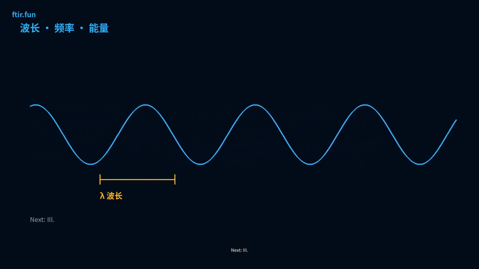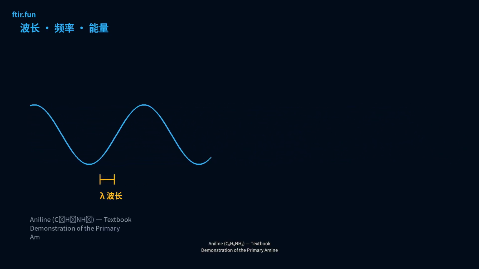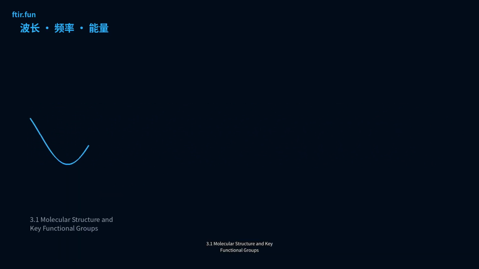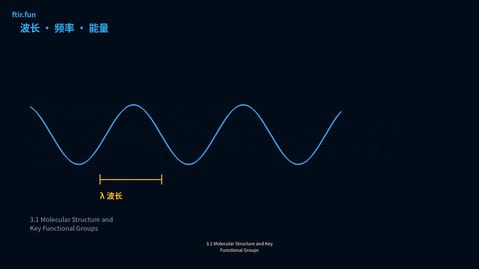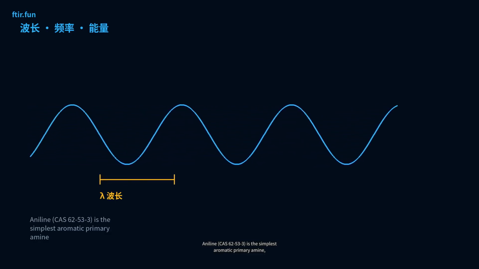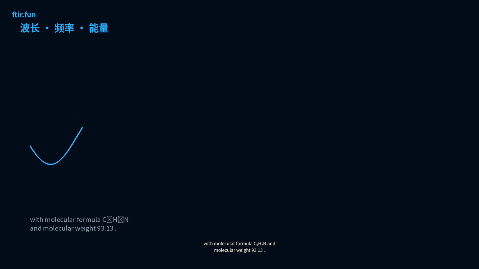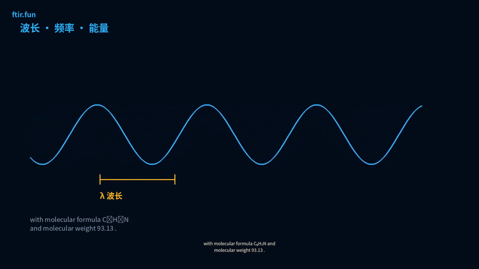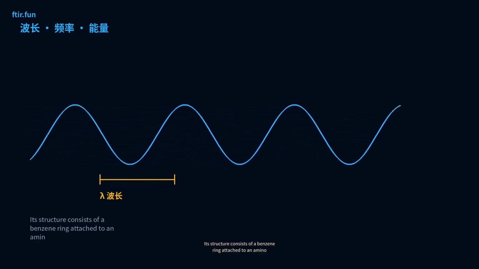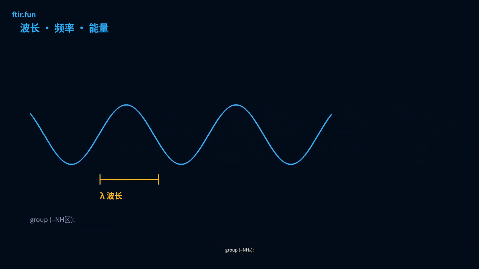Next, aniline, C6H5NH2, the demonstration of the primary amine. 3.1 Molecular structure and key functional groups. Aniline, CAS 62-53-3, is the simplest aromatic primary amine, with molecular formula C6H7N and molecular weight 93.13. Its structure consists of a benzene ring attached to an amino group, NH2.